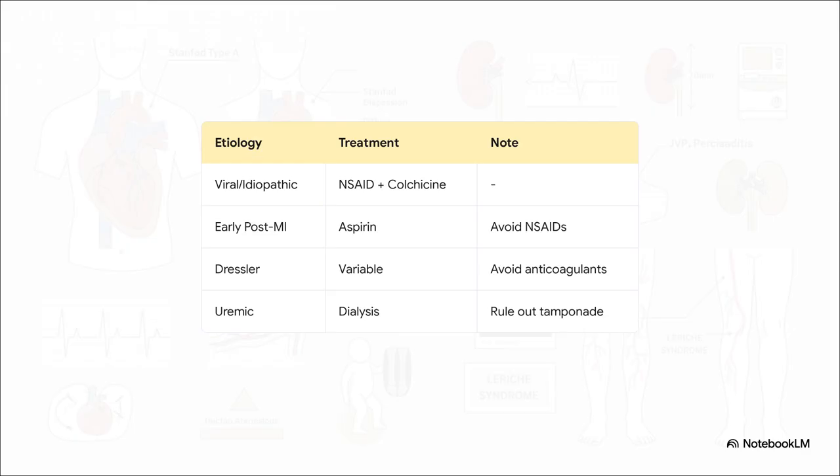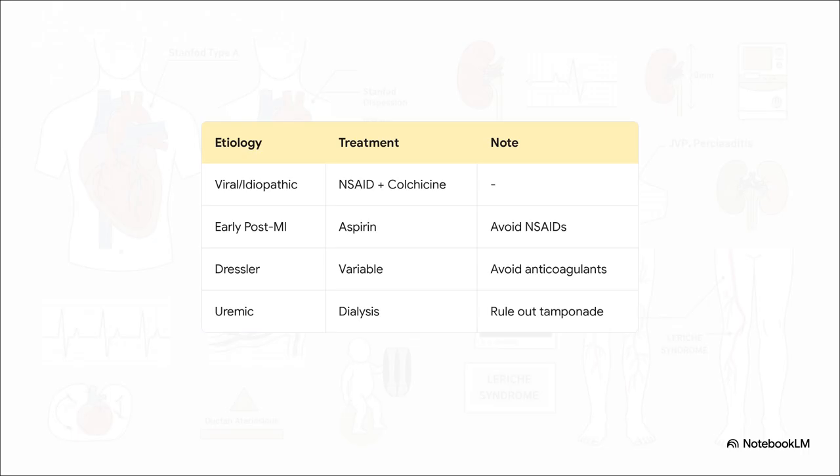For your standard viral or idiopathic cases, you're going to use an NSAID plus colchicine. But if a patient develops early peri-infarction pericarditis right after an MI and they need treatment for significant pain, use high-dose aspirin instead. You want to avoid standard NSAIDs to prevent a ventricular free wall rupture. For delayed Dressler syndrome, which is an autoimmune post-MI pericarditis, you actually want to avoid anticoagulation if at all possible because of the risk of a hemorrhagic pericardial effusion.